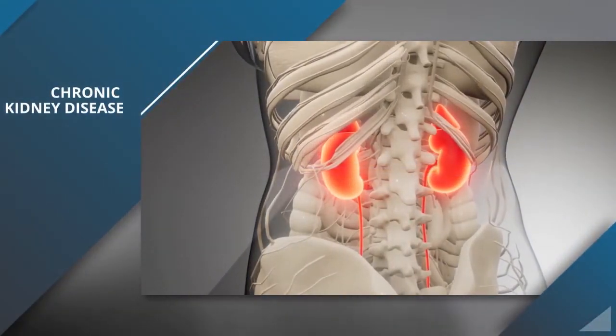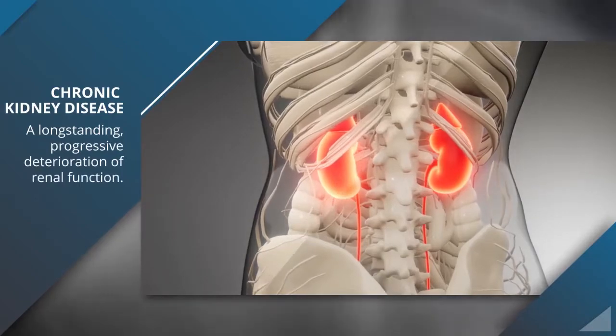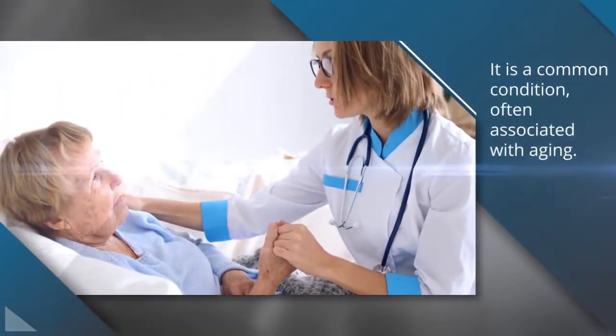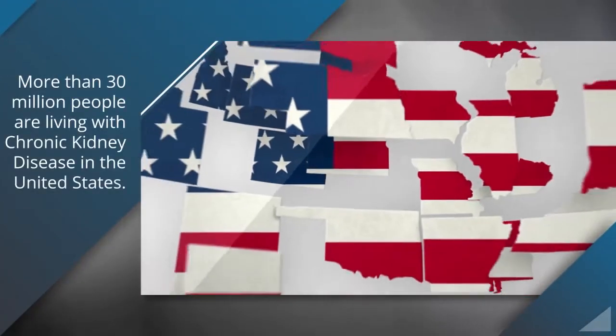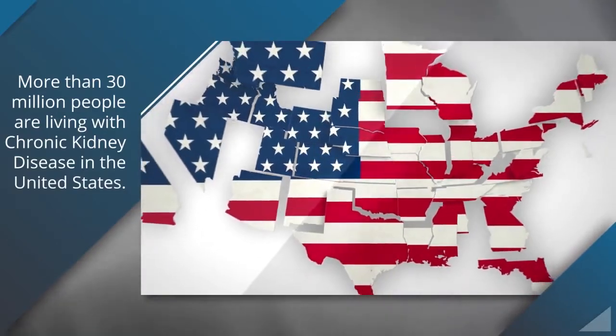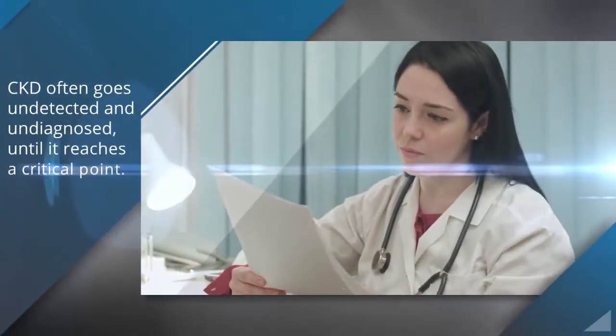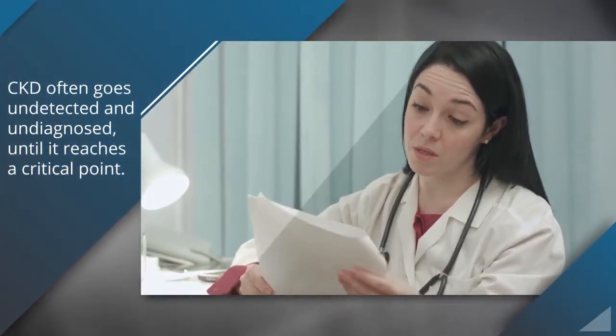Chronic kidney disease, or CKD, is a long-standing progressive deterioration of renal function. It is a common condition, often associated with aging. In the United States alone, more than 30 million people are living with chronic kidney disease. There are usually no symptoms in the early stages, hence it often goes undetected and undiagnosed until it reaches a critical point.